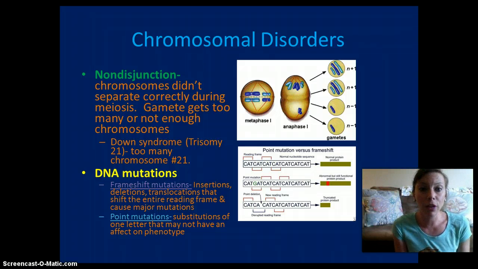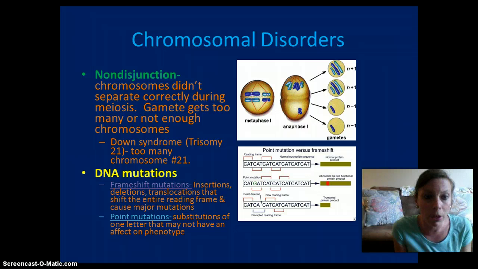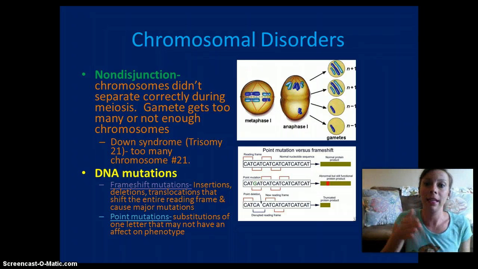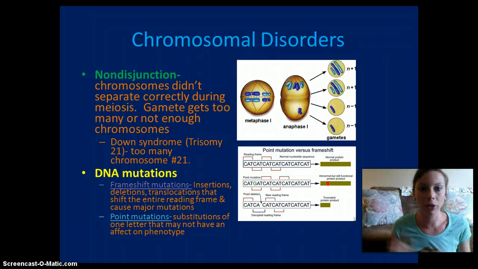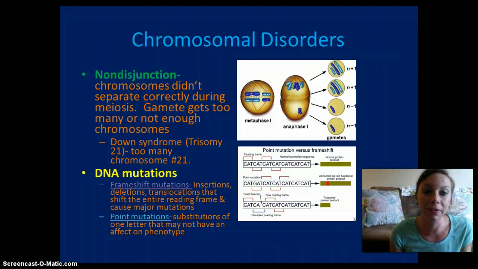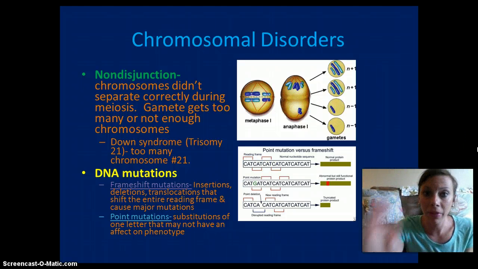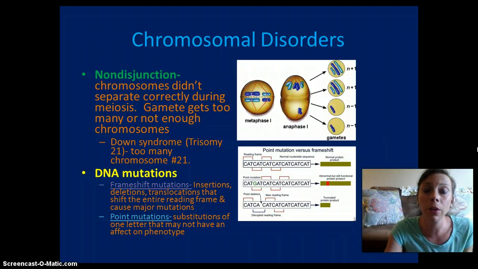And DNA mutations are 2 types, and we'll talk about them when we talk about mutations in DNA. We have frame shift. This is an insertion or deletion, and it shifts the entire frame, causing a major mutation. And then we have point mutation, which is 1 letter that is flipped. It may or may not have an effect on the phenotype. So that is our last thing for the genetics review.